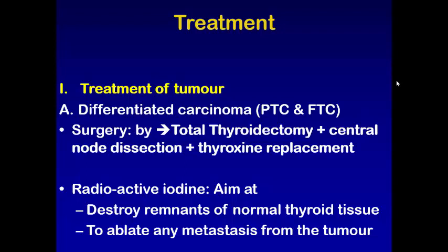The second line of treatment is radioactive iodine, aiming to destroy remnants of normal thyroid tissue and to ablate any metastasis from the tumor. The method of using radioactive iodine: after we do total thyroidectomy, we wait till manifestation of myxedema appears. Then we do a pre-therapy radioactive iodine scan. We give a small dose of radioactive iodine, and we do a total body scan to visualize if there is any remnant or metastasis of thyroid tumor. If there is metastasis, a large ablative dose of radioactive iodine is given. And then we do a post-therapy scan. This is done a few weeks after the ablative dose.